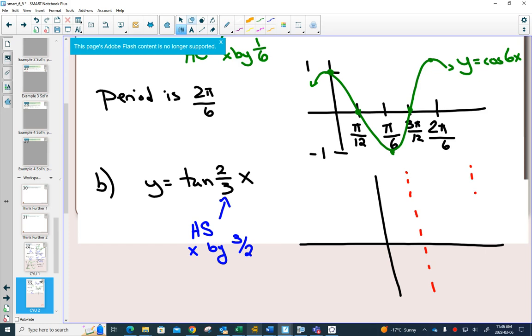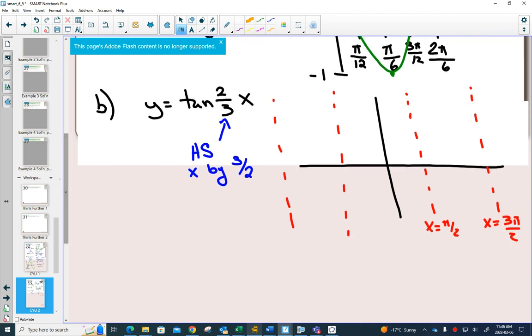You would have an asymptote at pi over 2, 3 pi over 2. Also in the negative direction. At negative pi over 2 and negative 3 pi over 2.